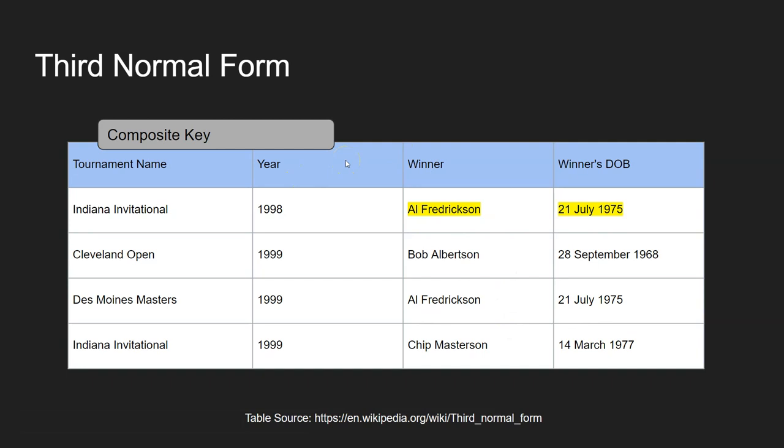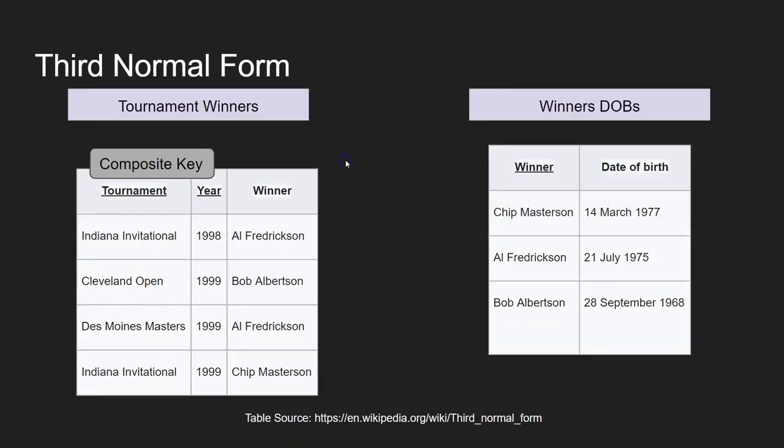So what have we got to do? We've got to fix that. And you could do that by having a separate table of winners here. So for instance here, we've got the tournament name, the year, and the winner there. And we have a separate table that says, okay, Al Fredrickson, his date of birth is this. And we split the two.